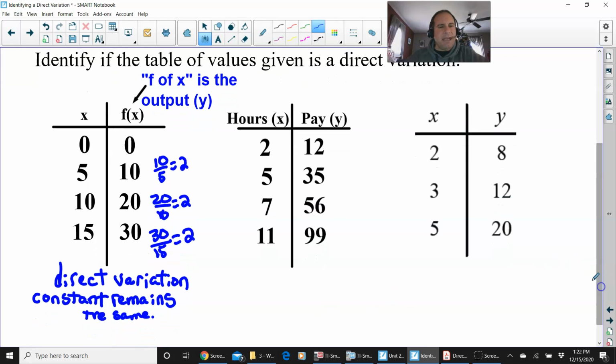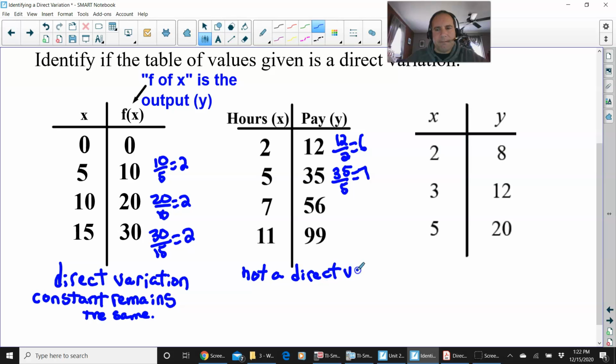All right, the k is the same throughout. So let's go ahead and do this. This is y, this is x. 12 divided by 2, so far, 6, good. 35 divided by 5, so far, wait a minute, 7. Not a direct variation. You don't have to check the rest of them. Not a direct variation. The constant does not remain the same.